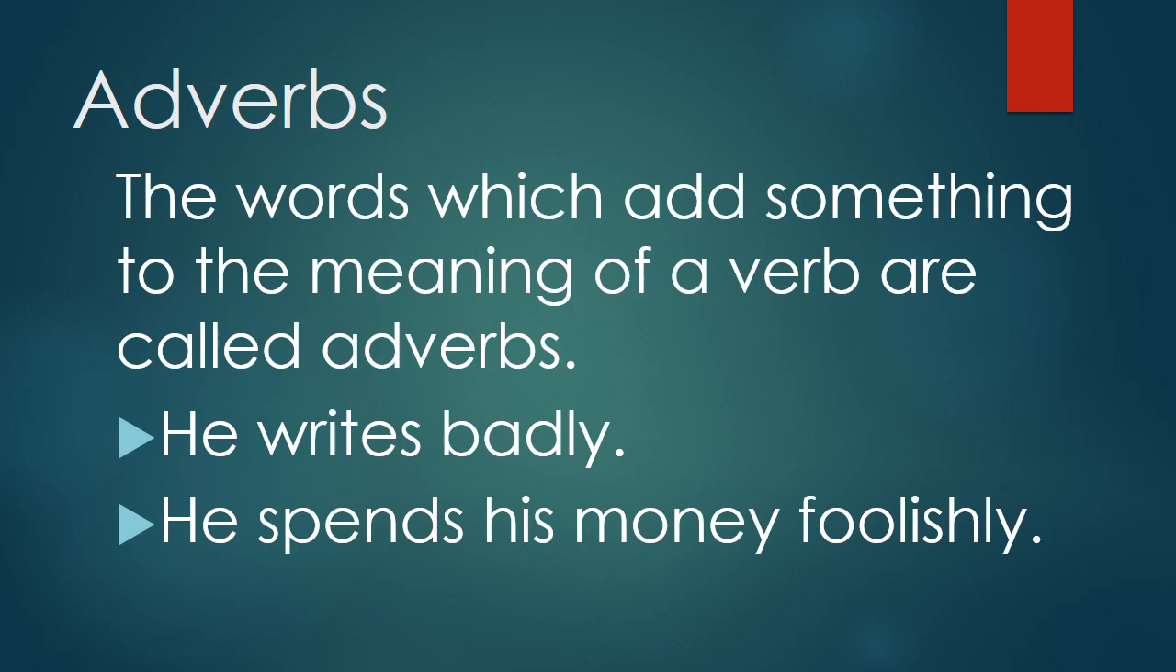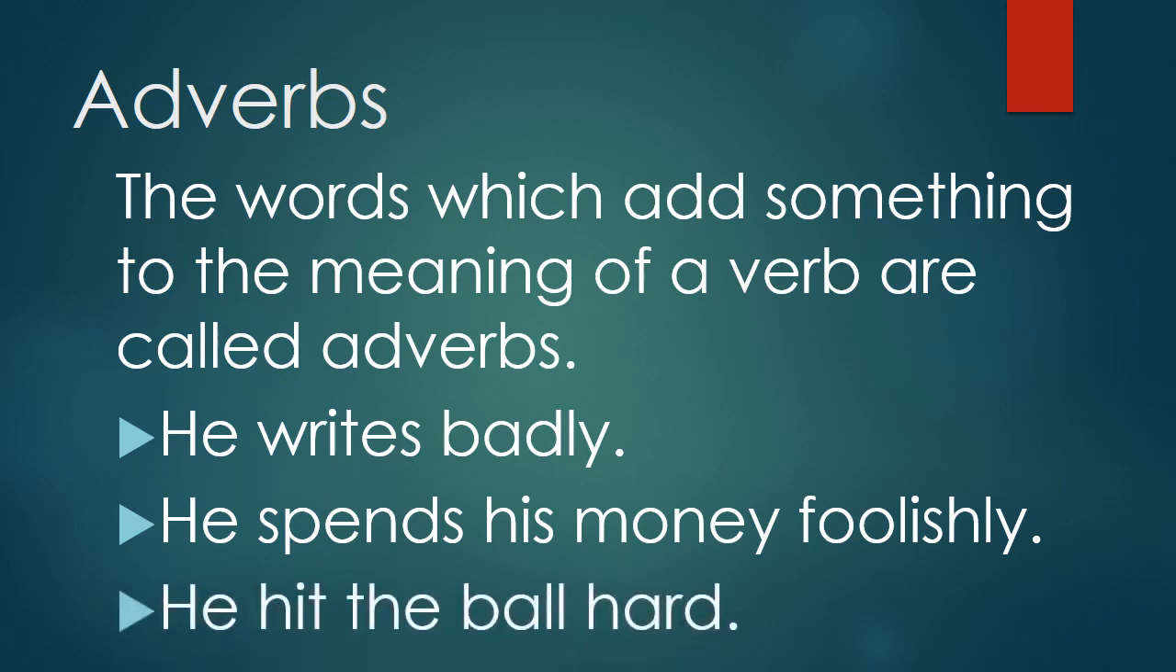If I would have written here, he spends his money, that would be the complete sentence. But here I have added foolishly to the verb spends. So foolishly is an adverb which adds to the meaning of the verb spends. He hit the ball hard. How does he hit the ball? How did he hit the ball? Hard. So hard is an adverb which adds to the meaning of the verb hit.